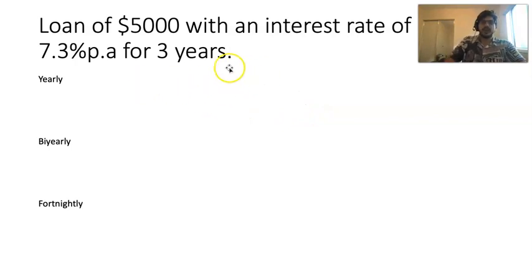And so for this, we're going to use this example. We've got a loan of $5,000 with an interest rate of 7.3% per annum for 3 years. So if we go ahead and do this with our yearly equation, it's going to be $5,000. Sorry, I should in fact start that again.